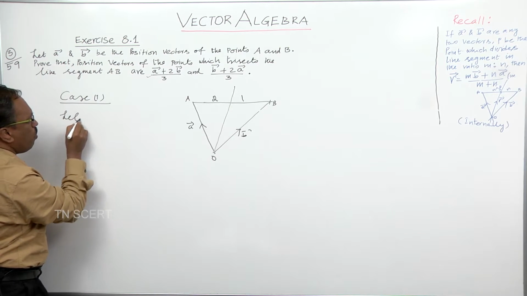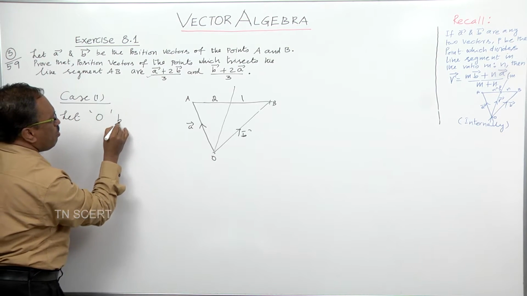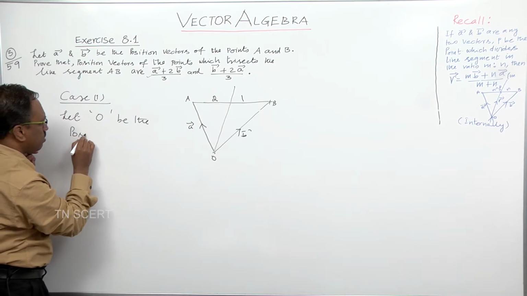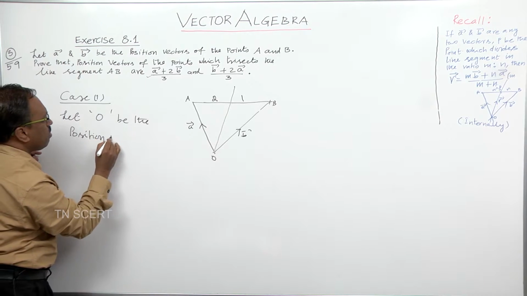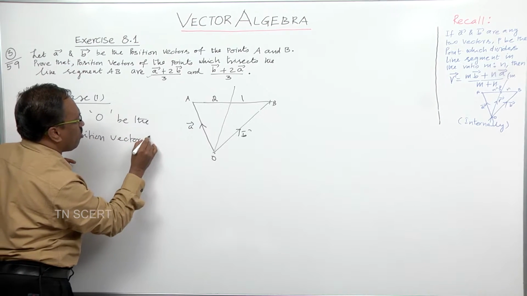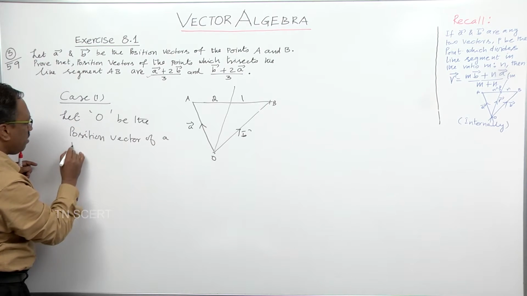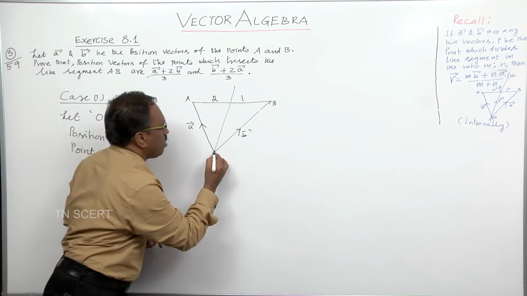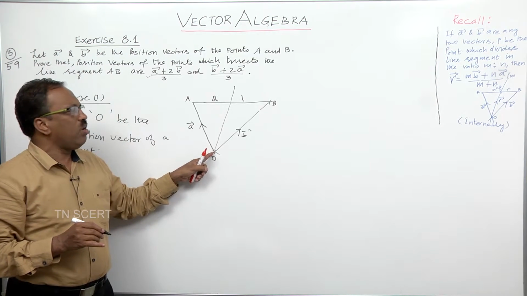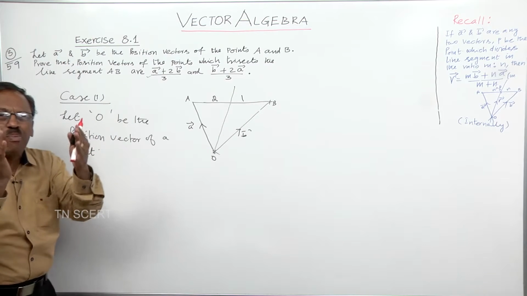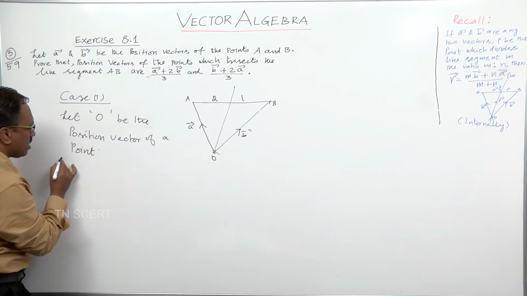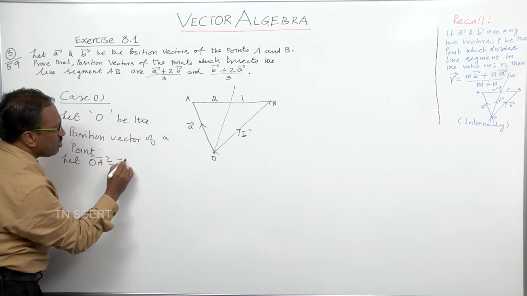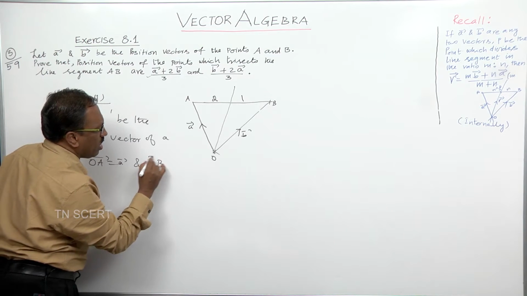So here, let me take case 1. Let O be the position vector of the point. This is a very important point: O to A, O to B. We are going to represent a vector now. So let us take OA vector as A vector and OB vector as B vector.